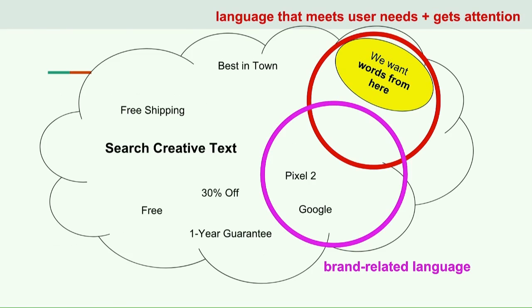So to illustrate the example, we have this cartoon figure over here. Again, kind of a cloud of words. Brand-related language would be Google and Pixel 2. Great performance, great click-through, but we don't want that. What we want are the ads on the top right, where they are not the brand-related words, but they are still the dominant words from that word cloud, which actually lead to better performance.